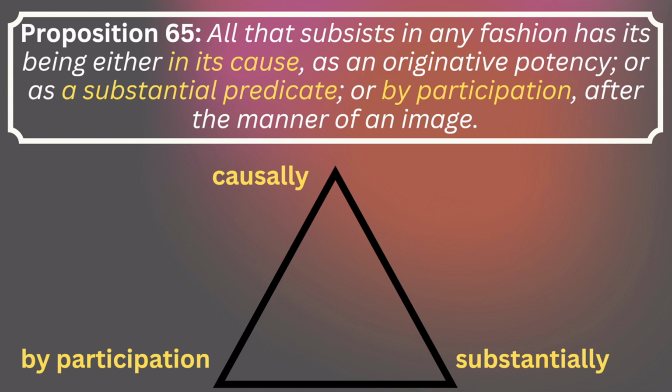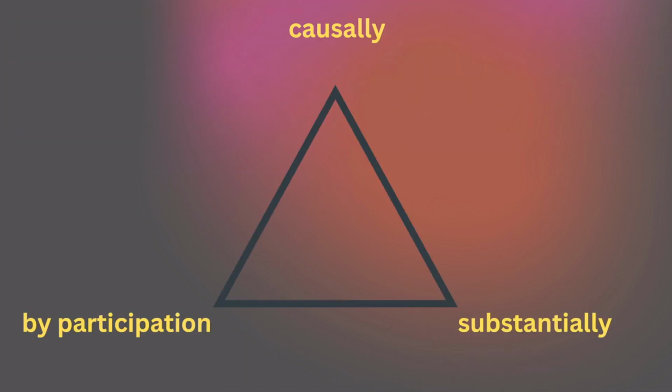Now this gets confusing, at least when you're first introduced to this language. So I'm going to pull out this triad that I used in my last video for proposition 65, where we saw that all that subsists in any fashion has its being either in its cause, which would be at the top of that triangle, we call it the hyparxis, or as an originative potency, or as a substantial predicate, so in its existence, or by participation after the manner of an image. So we have those three parts, and we're going to keep that, and we're going to add today's vocabulary then to this triad.